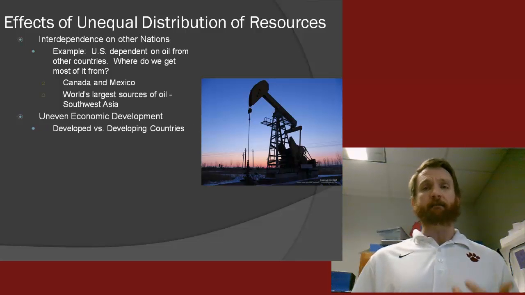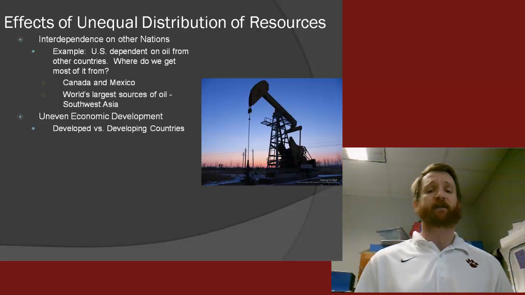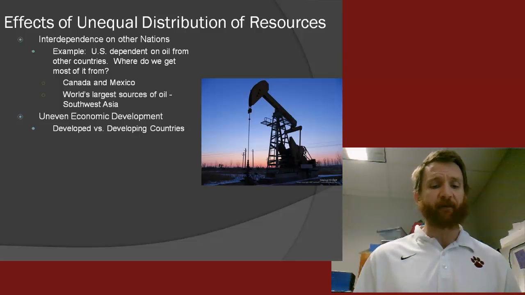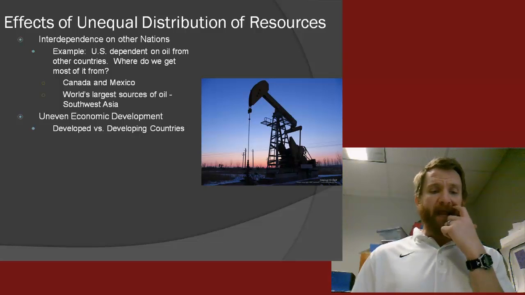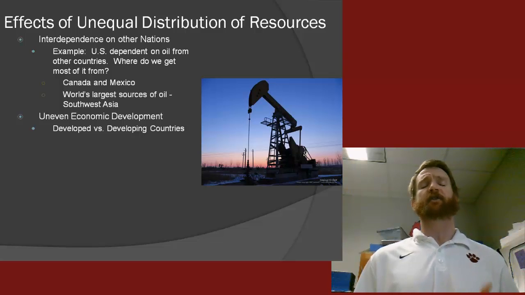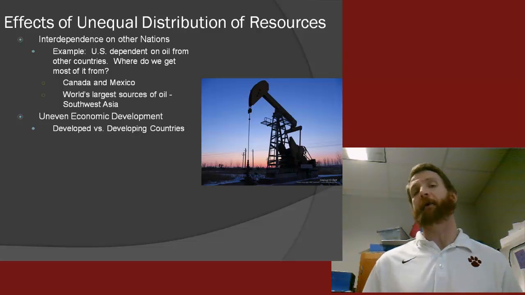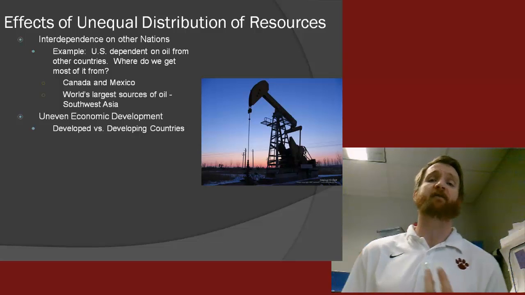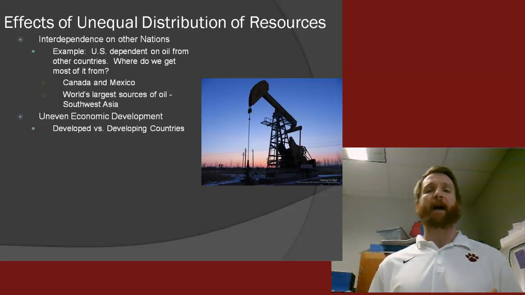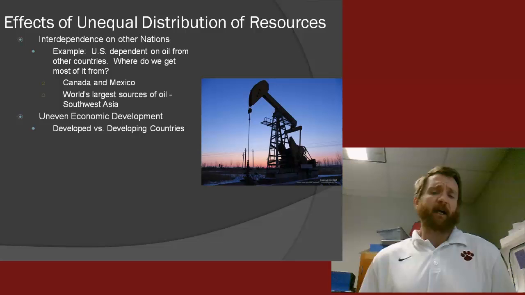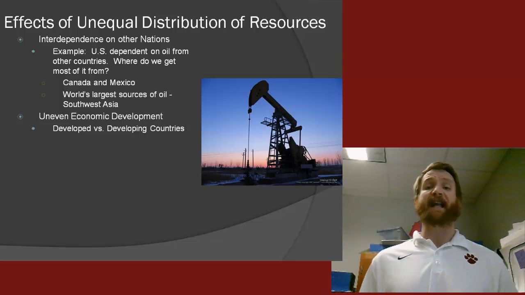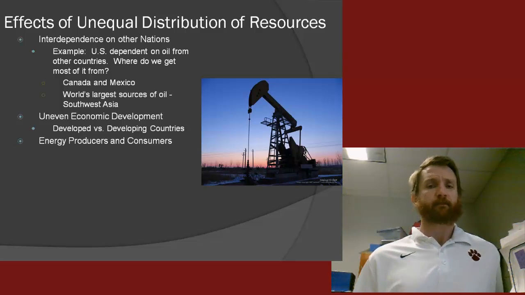Developed countries typically have more resources. Developing countries do not. For example, the U.S. is one of the most developed countries in the world, and we have a plethora of natural resources. And that's what has allowed us to become the powerful nation that we are, simply because we have more natural resources than other countries.